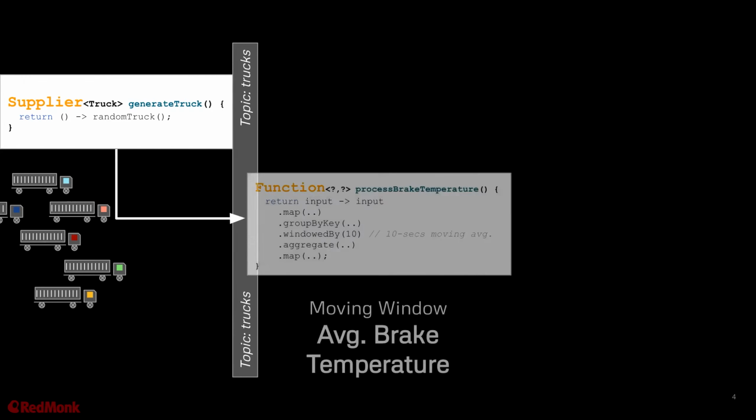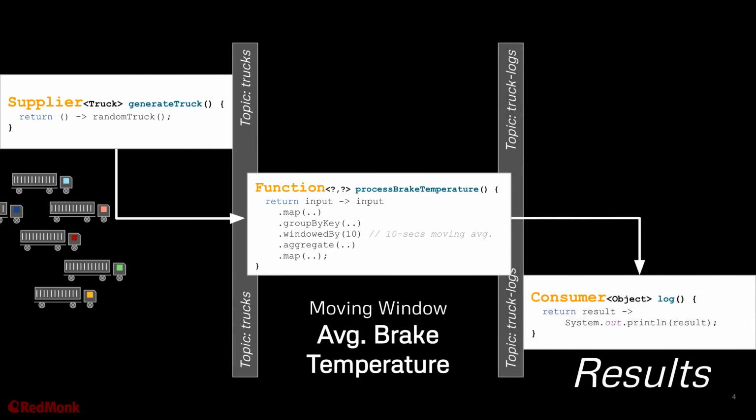Downstream from that, there is a Kafka Streams processor that's going to receive all these real-time events from trucks. It's going to do a group by and window by operation internally to compute the moving window average of each truck's brake temperature. That's the primary use case that we are trying to build. Downstream from that, the computed average goes to a different topic in Kafka. And finally, a third application consumes that result and prints it. So this is literally the use case that we're going to see in action.